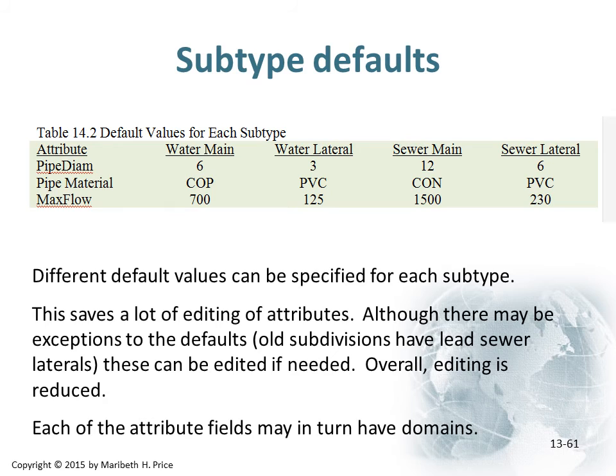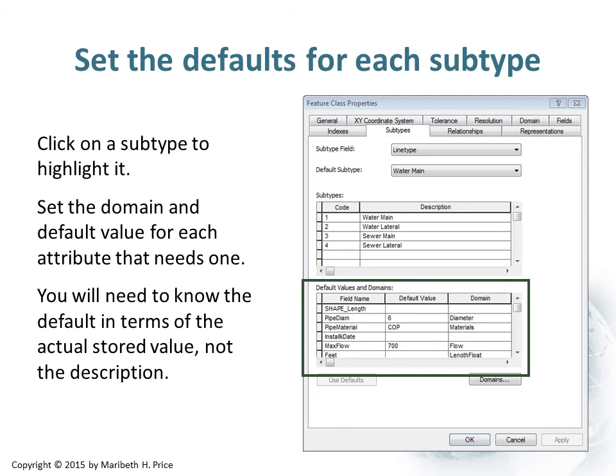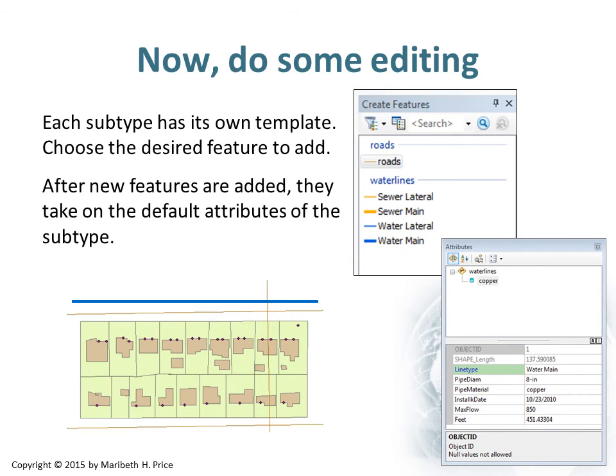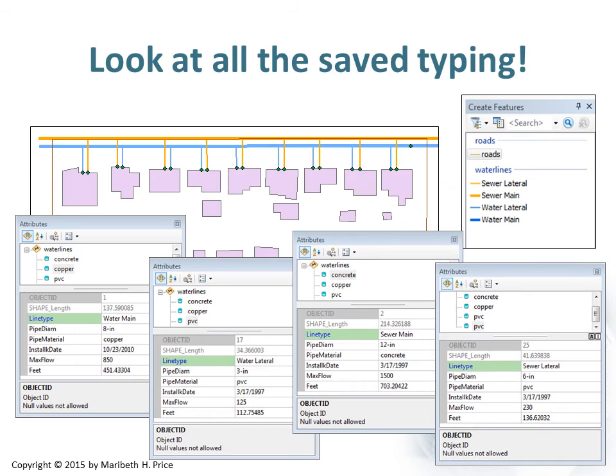So let's look at some defaults for these various subtypes. Different default values can be specified for each subtype. Saves a lot of time, like we mentioned. You can set the defaults for each one and what they're supposed to be. And once you get to that certain point, you can stop all this and start doing the editing. Know that each subtype has its own template. Choose the desired feature and then add it. After the features are added, they take on the default attributes of the subtype. And look at all the work you saved.